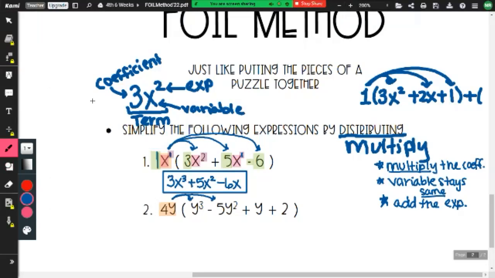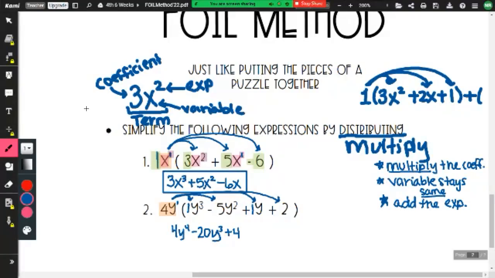We know we have to distribute that outside term with every term inside, and this time there's 4. Now we have a coefficient, we have the variable, and we need a power. So here we're going to be multiplying the coefficient. 4 times 1 is 4. Y stays the same. 1 plus 3 is 4. 4 times -5, -20. Y stays the same. 1 plus 2 is 3. 4 times magic number 1 is 4.